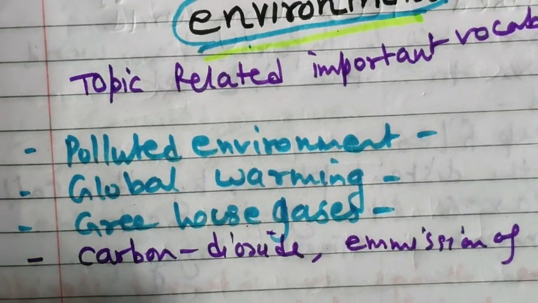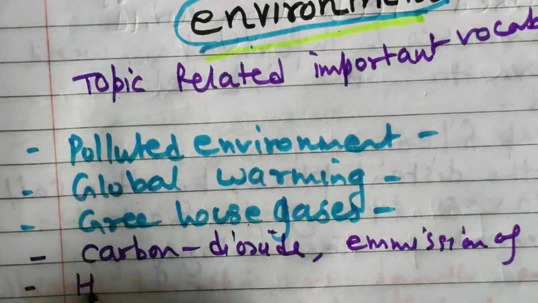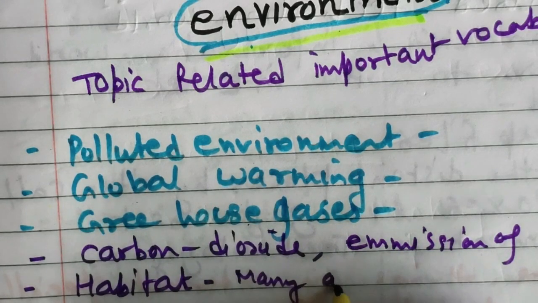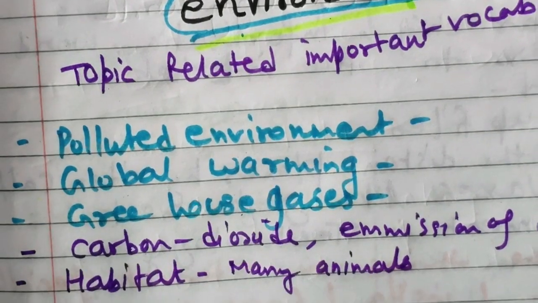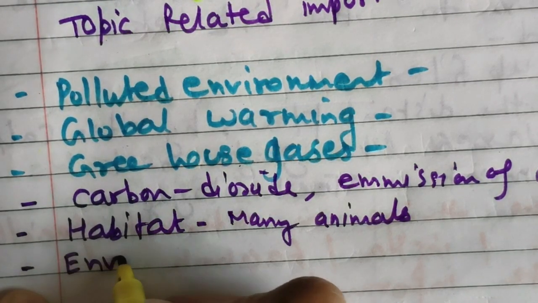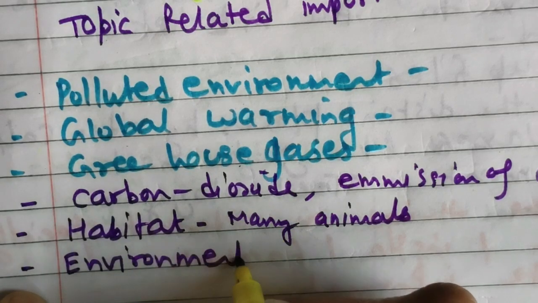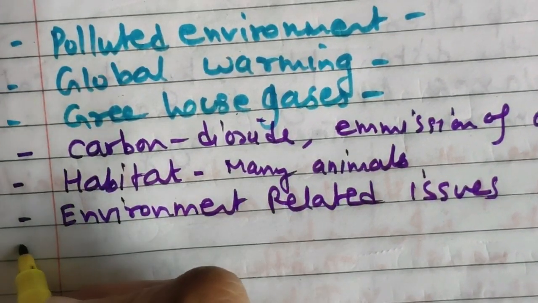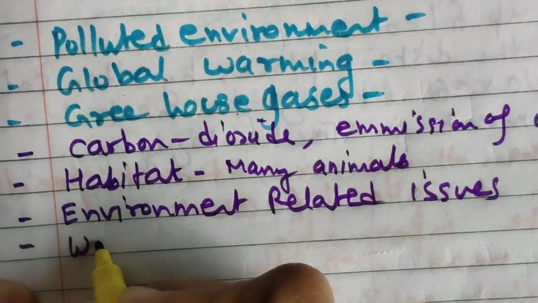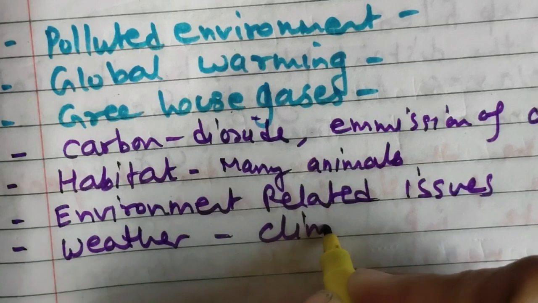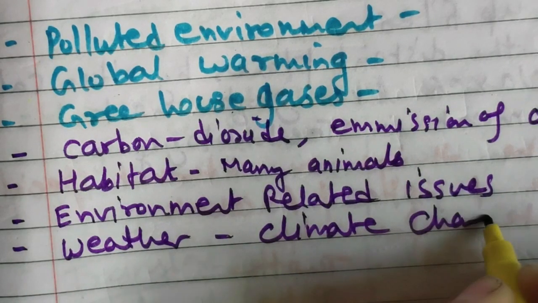Okay, now next what can I think about this environment? Habitat for many animals. Habitat you can say, or habitat, it's all up to you. Habitat for many animals. Okay, what else can I think about environment? So yes, environment related issues. Okay, in our environment what do we have? Weather. Now another term that comes to my mind, climate change. Yes, this is also a debatable topic, climate change.